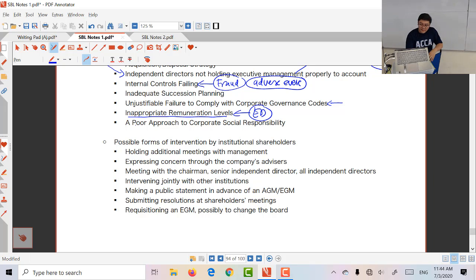Now, a poor approach to CSR. Usually, a poor approach to CSR occurs when, again, you come across something unethical.